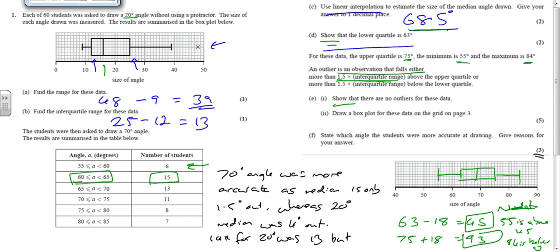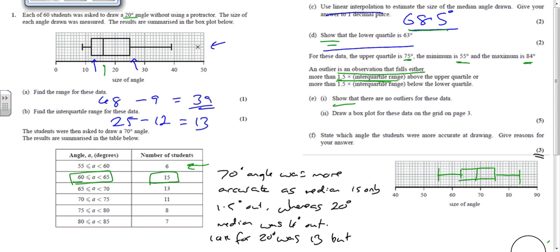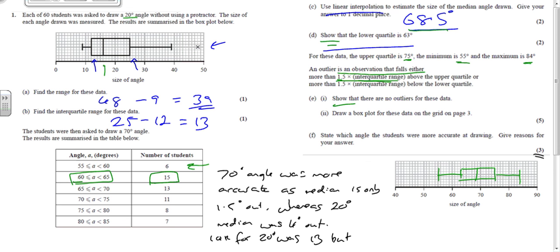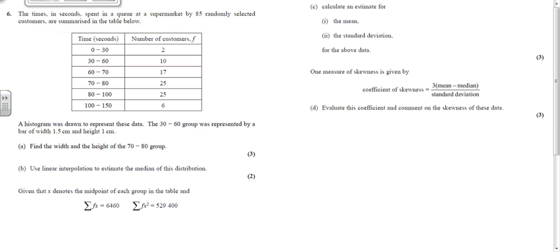But it was only 12 for 70 degrees, therefore the data is less spread out, or less varied. So again, that's how you do that question.